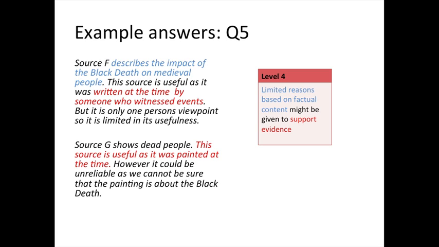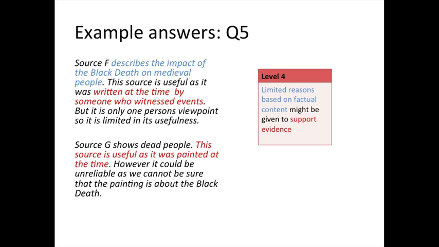An example answer, question 5. Source F describes the impact of the Black Death on medieval people. This source is useful as it was written at the time by someone who witnessed events. But it is only one person's viewpoint, so it is limited in its usefulness. Source G shows dead people. This source is useful as it was painted at the time. However, it could be unreliable as we cannot be sure that the painting is about the Black Death.